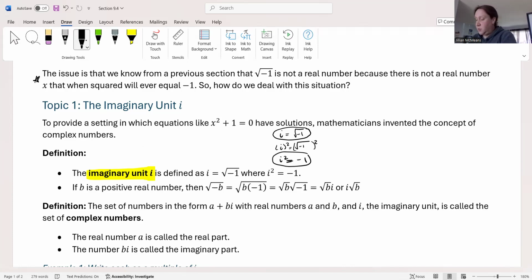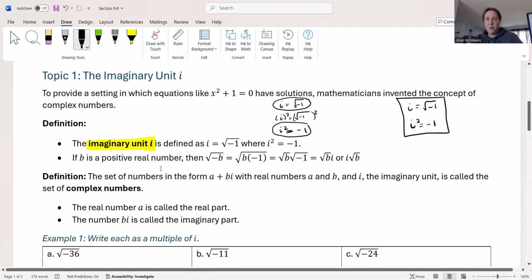So I'm going to write them out here a little more clear. So i is the square root of -1. If we square both sides of that, we get i squared equals -1. And this is what you must remember. Okay. So let's look at a more formal definition right here.